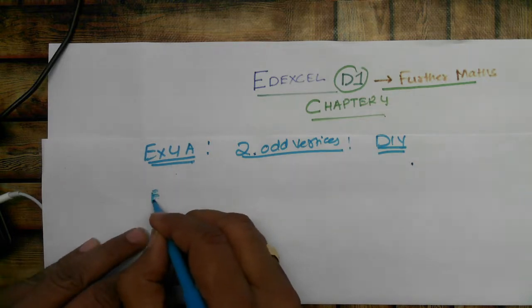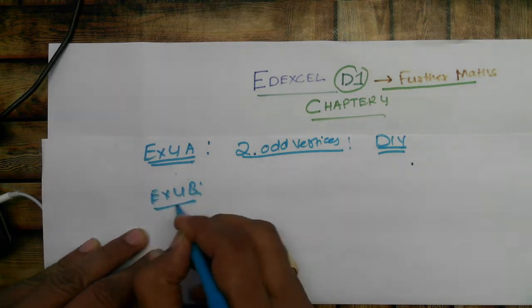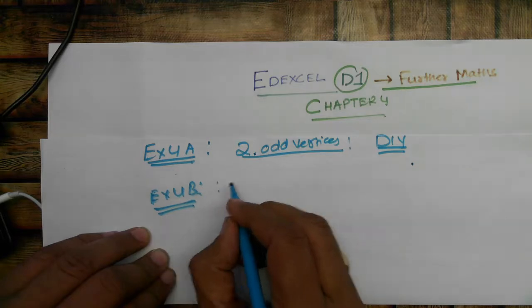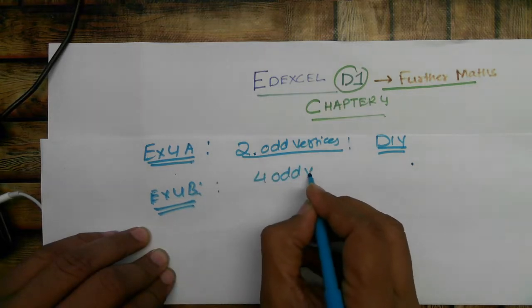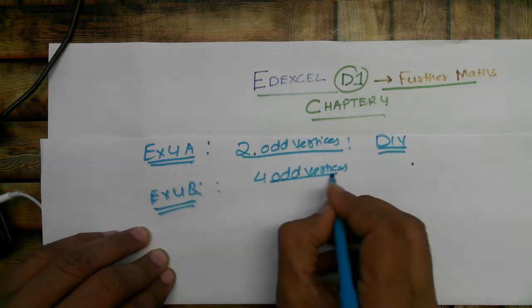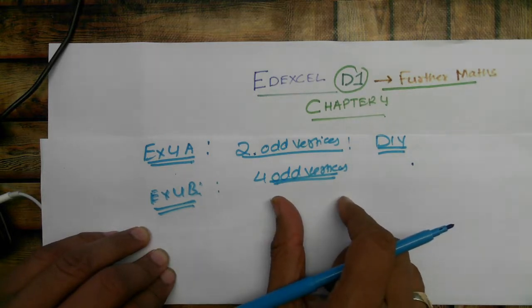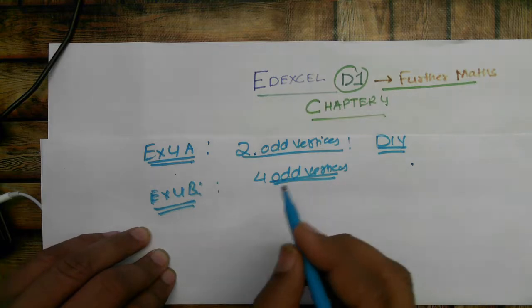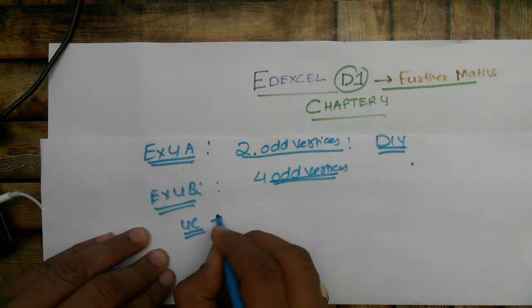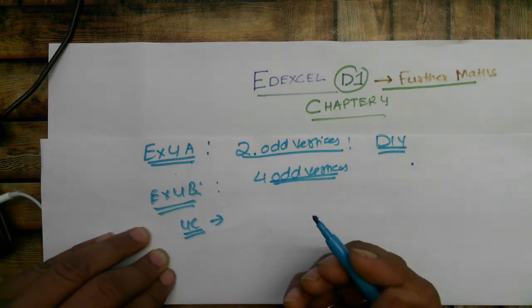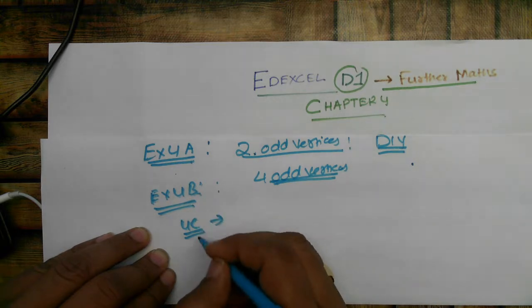Exercise 4B, which I'm going to focus on today, has 4 odd vertices, and there's a lot of scope for people to lose marks in marking schemes. I'm going to go over those techniques today. Then 4C comes in year 13, A2 level, in the D1 course. It's not an AS course, where you have more than 4 vertices.